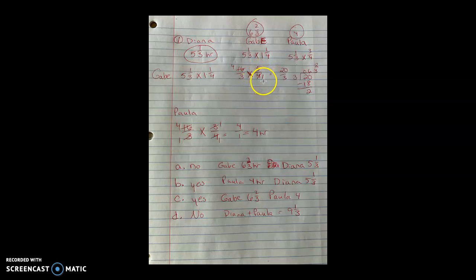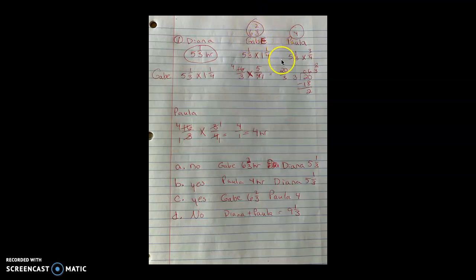Divide by 4, I get 1. Divide by 4, I got 4. And then I multiplied straight across. 4 times 5 equals 20. 3 times 1 equals 3. When the top number is bigger, remember you divide. So 20 divided by 3, I get 6, remainder 2, so 6 2/3 hours. That's how much time Gabe spent on his project.